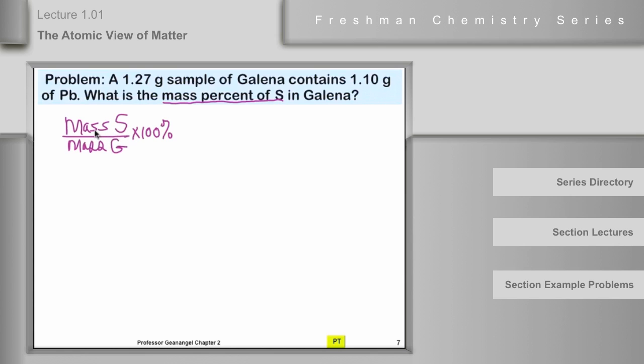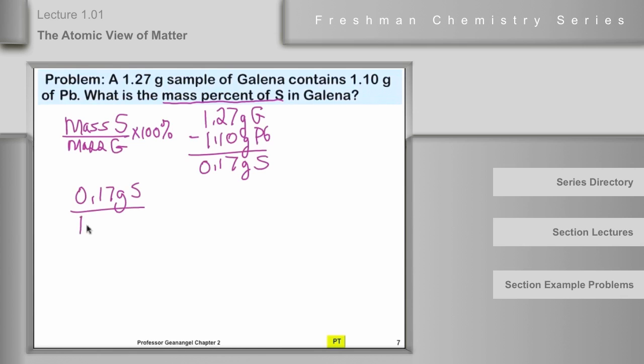Okay? So we need to figure out what the mass of sulfur is, and of course we can do that readily because we're given the information that we have 1.27 grams of galena, and in it there are 1.10 grams of lead, and this gives us 0.17 grams of sulfur. So 0.17 grams of sulfur divided by 1.27 grams of galena times 100% is how many significant figures? If we just work from here, how many significant figures? 2. Good. 13%.